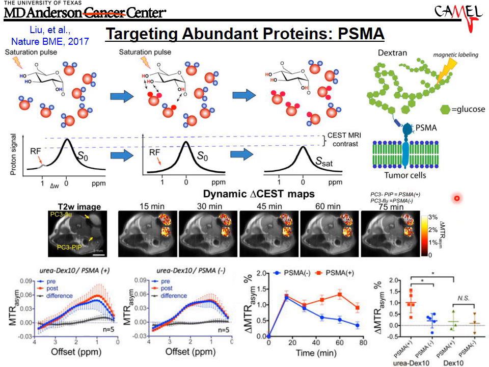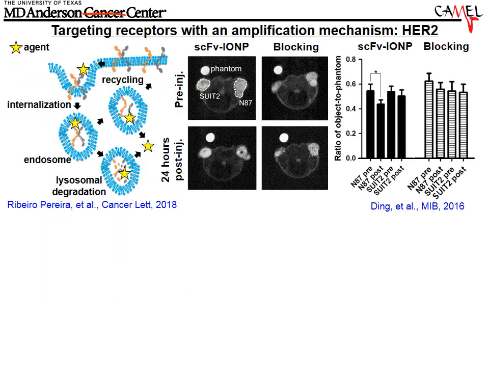So really remarkable that a very insensitive MR technique, CEST MRI, can actually detect cell receptors if the system is designed in a clever way to have a very large amplification factor, and that is the key. In fact, here's another example of amplification using, in this case, an iron oxide nanoparticle to detect HER2, a great study by Ding et al. That was published in Molecular Imaging and Biology.